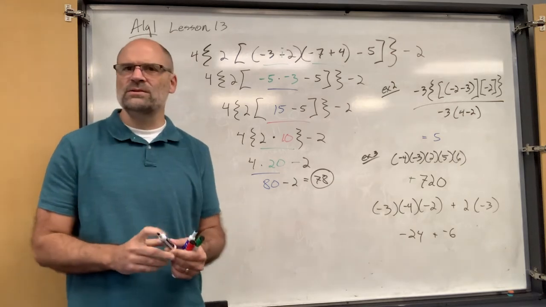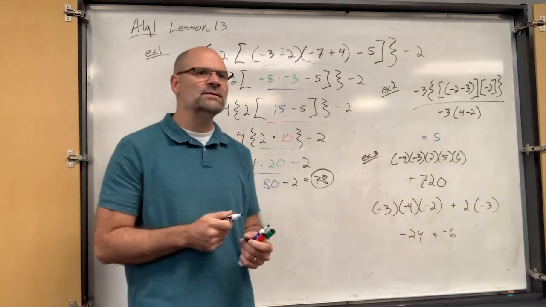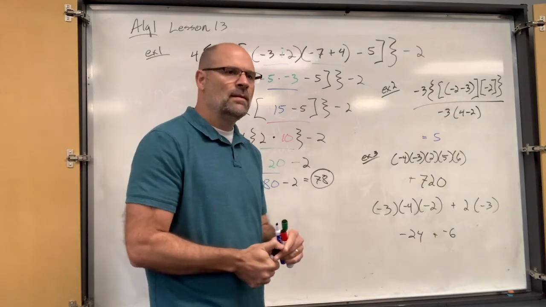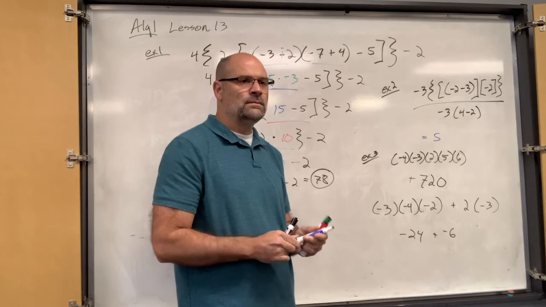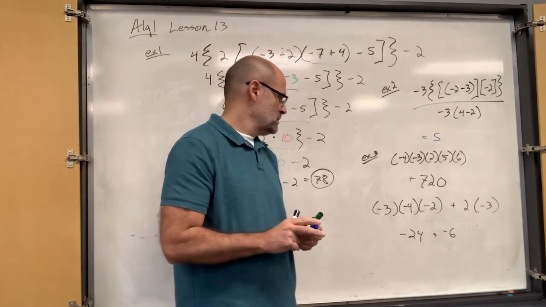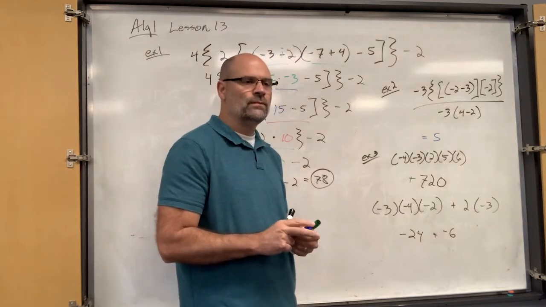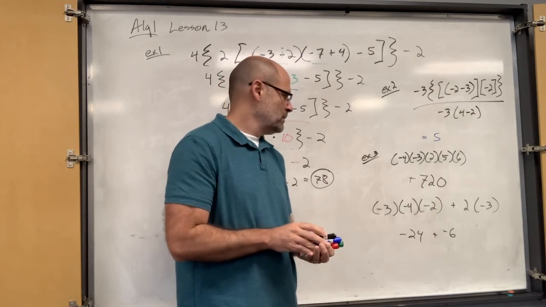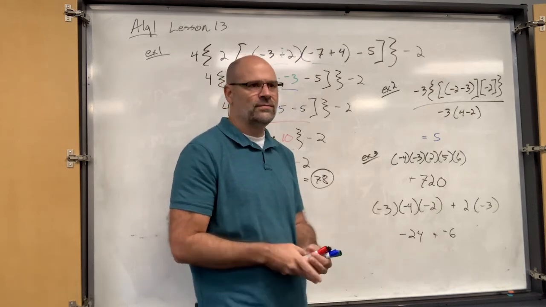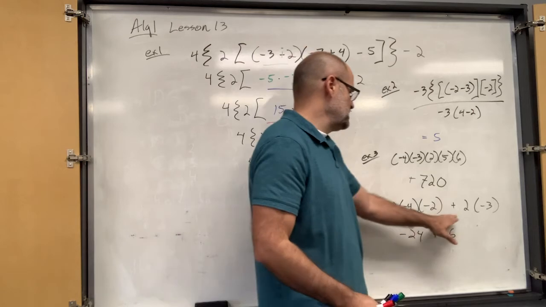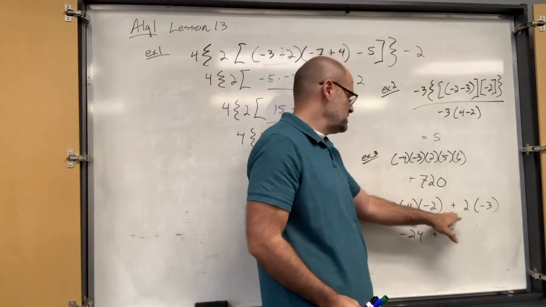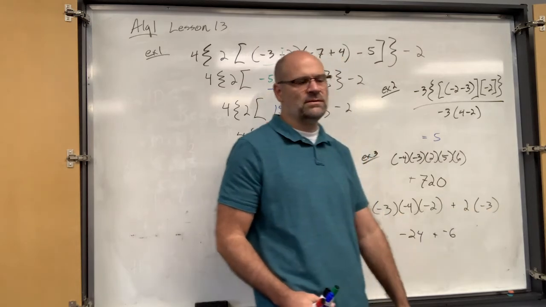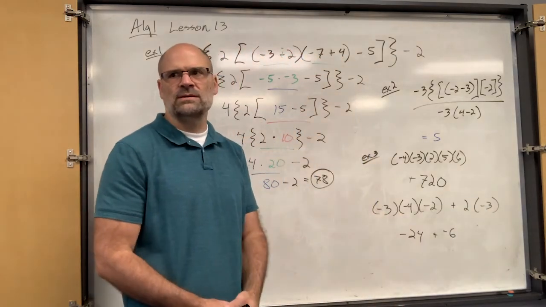Okay, so what did you do wrong? I need to know. Nathan. I did -3 times -4 times -2 plus 2 times -3. Okay, so you just did this order of operations incorrectly, right? So you just did that addition before that multiplication. Got it. All right, what else? How else did you mess this up?